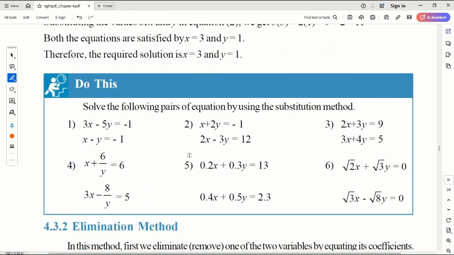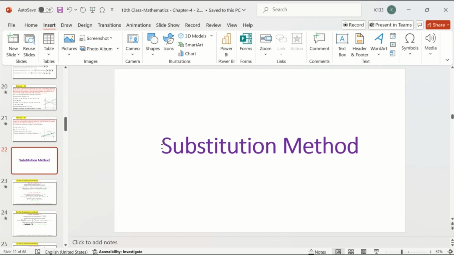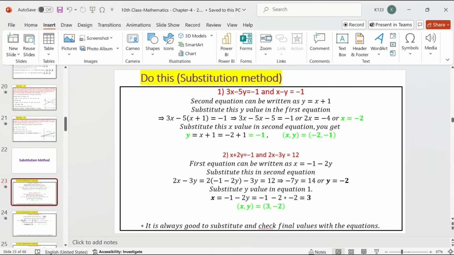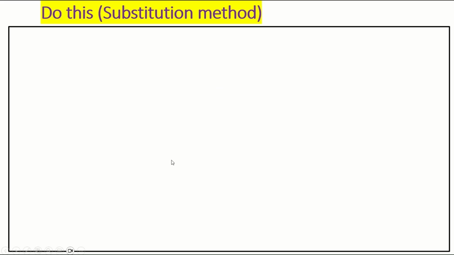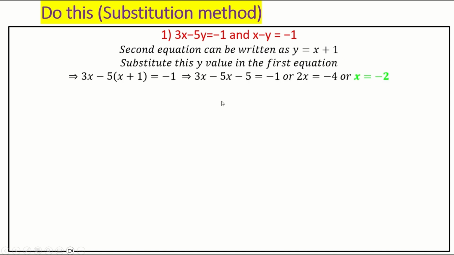So let's do these examples to understand it more. 3x minus 5y equal to minus 1, x minus y equal to minus 1. The second equation can be written as y equal to x plus 1. Now you substitute this y value in the first equation.